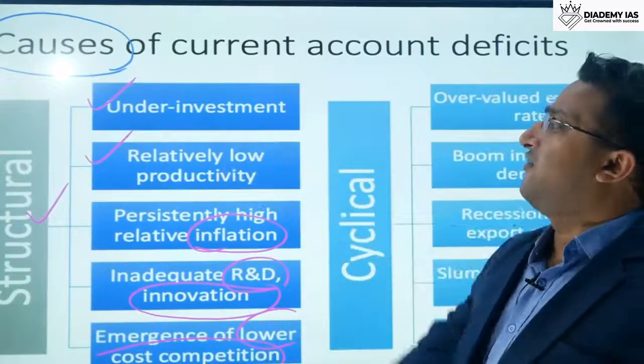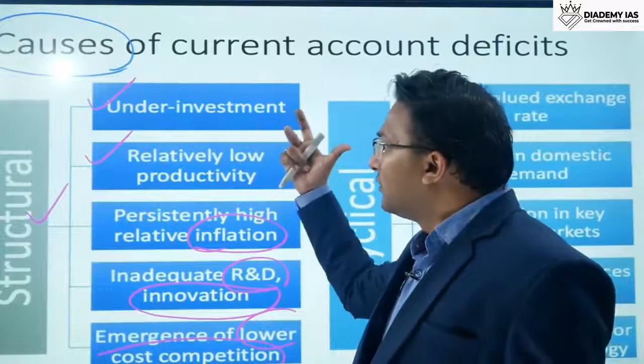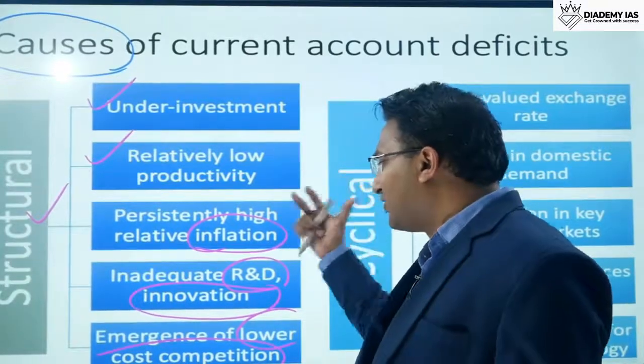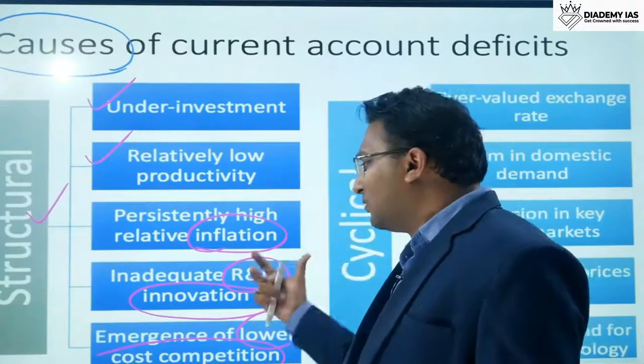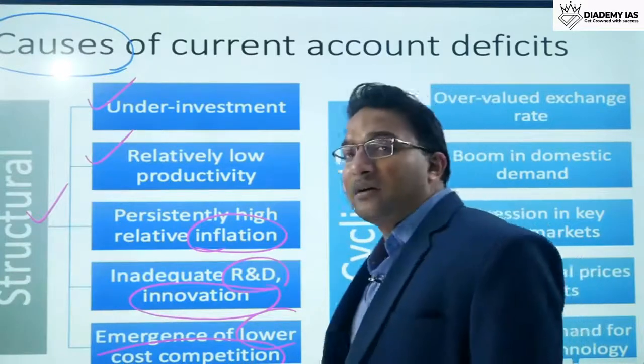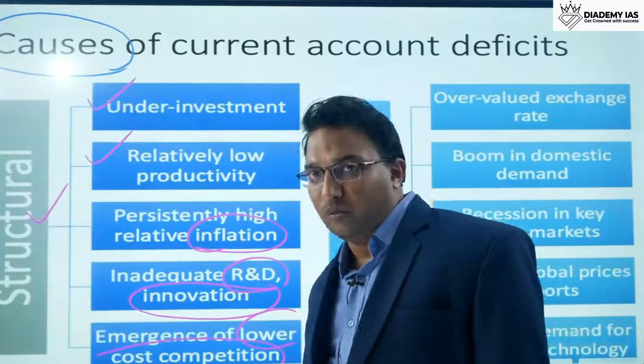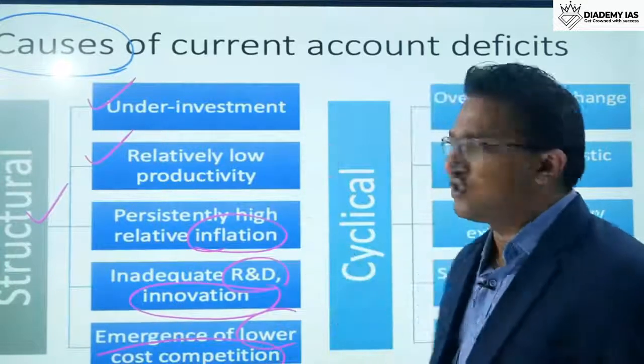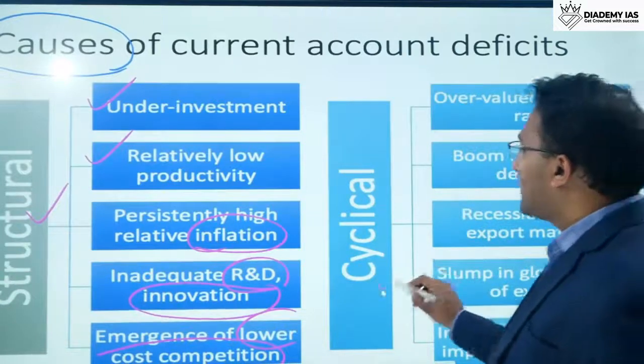So these are the structural factors. The government should take more investment, it should liberalize the labor laws, it should focus upon inflation targeting, it should spend more on research and development, and it should try to reduce the cost as far as possible. So all these steps will be taken for a long period of time. These are the structural issues. Now coming to the cyclical issues.